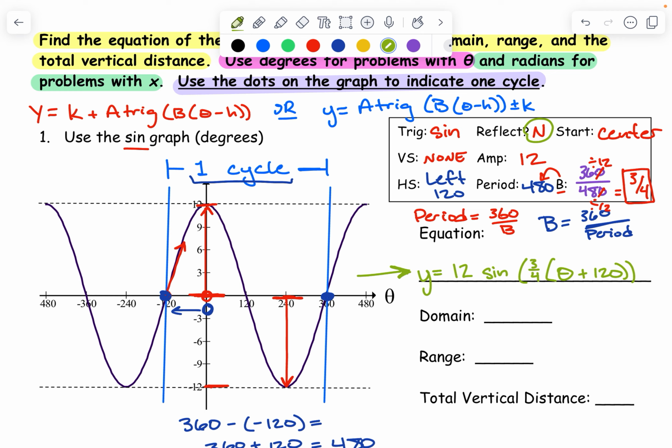Now, our domain, just like we said on question number 1, is all real numbers. Our range, this graph goes from -12 all the way up to +12, which gives us a total vertical distance of 24.